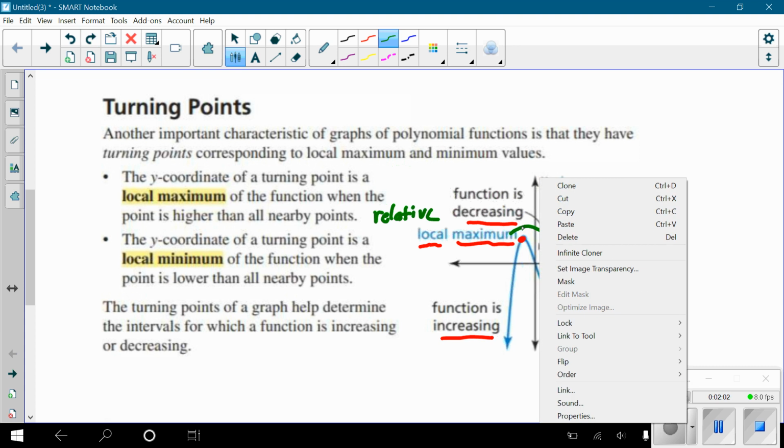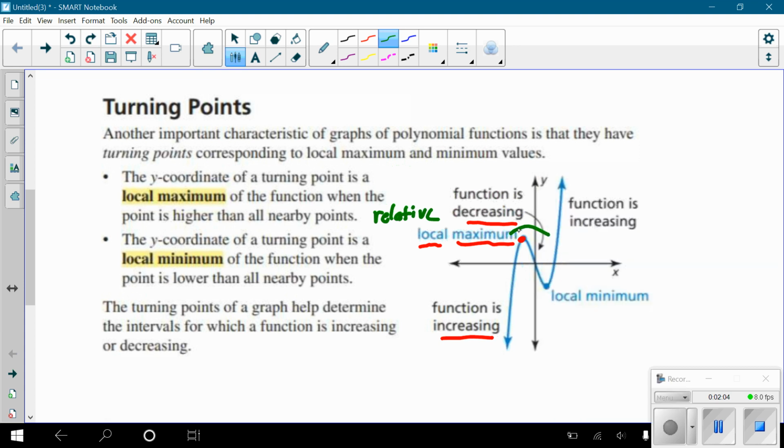Right around that turning point, that point is the highest point. So if you look right around there, it's a maximum. That's what we call a local maximum. If you have a turning point where it goes from decreasing to increasing, like right there, that turning point is a local minimum. Okay. Also, you could call that a relative minimum.